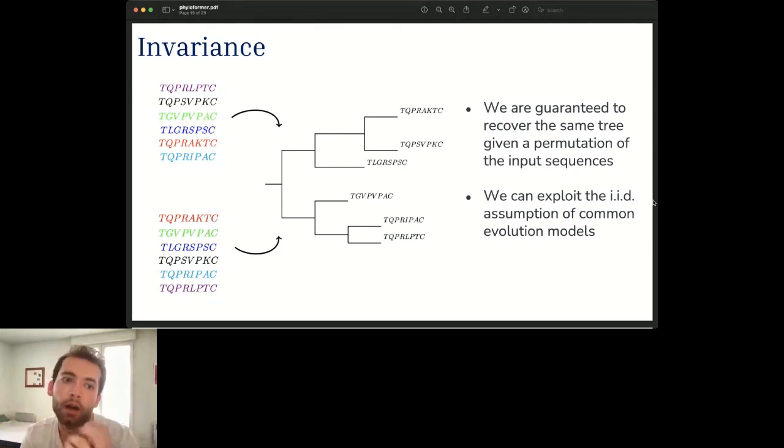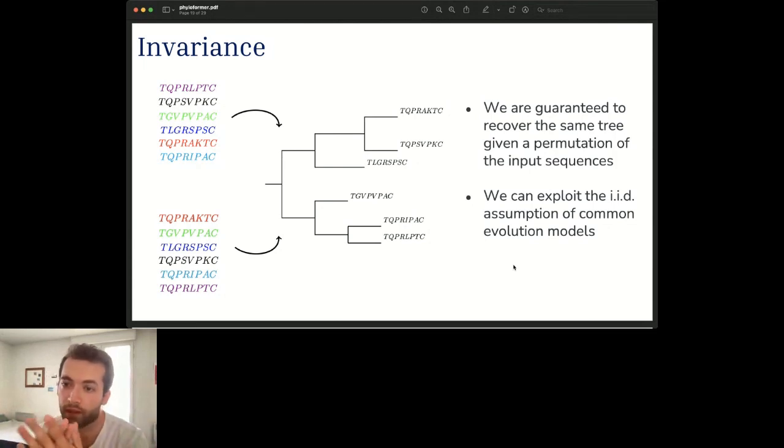So in our case, what we want, for instance, is for the output of the method to be invariant to permutations of the input sequences in the alignment. So if we shuffle the sequences in the input alignment, we still want to get the same predicted tree. And given the network architecture, we are guaranteed to do so. Furthermore, the prediction of our network is also invariant to permutations of the columns, that is, permutations of the sites.